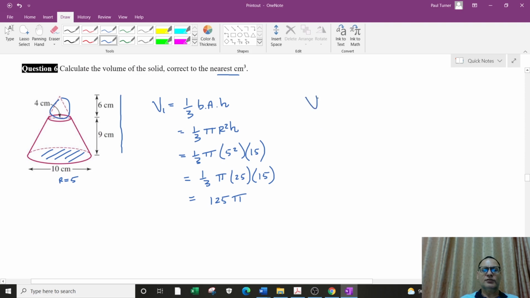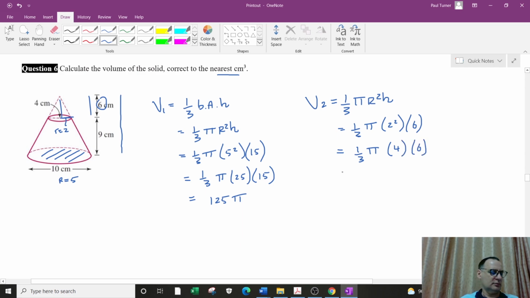And for the small cone, V2, our volume would be 1/3 pi r squared height again, which is 1/3 pi. Now the radius in this case is going to be 2. Half of 4, which is the diameter. So that's 2 squared times the height of this cone, which is 6. So we'll have 1/3 pi times 4 times 6, which will give us 8 pi in terms of pi, both volumes.